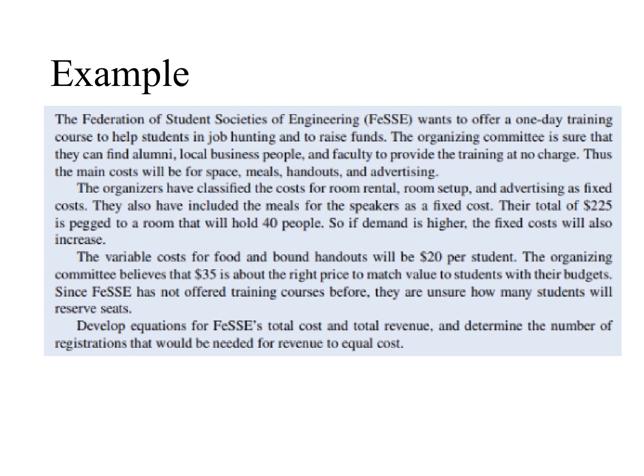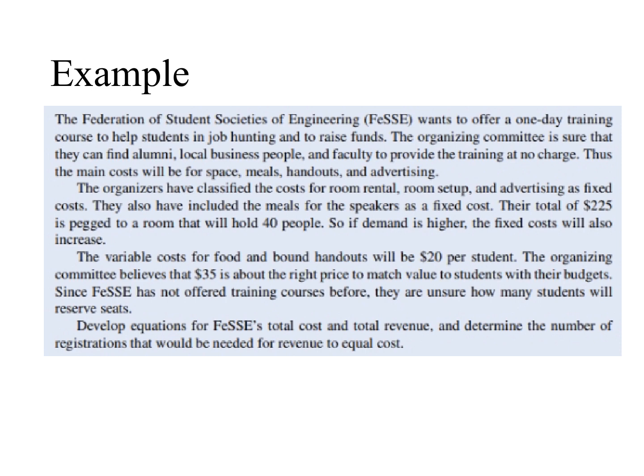So the Federation of Student Societies of Engineering wants to offer a one-day training course to help students in job hunting and to raise funds. The organizing committee is sure that they can find alumni, local business people, and faculty to provide training at no charge. Thus, the main costs will be for space, for meals, handouts, and advertising. The organizers have classified the cost for room rental, room setup, and advertising as a fixed cost.